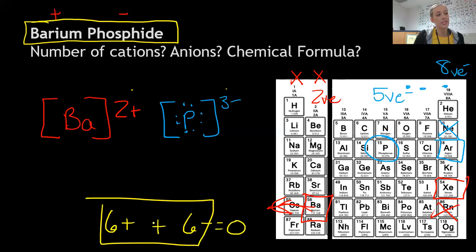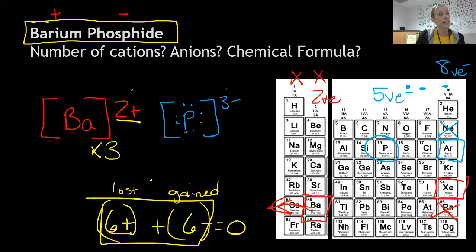So all that addition, or this math problem, is showing us is that 6 electrons were lost, 6 electrons were gained. So there are no electrons left over. That's what this math means physically. So for barium, if we have 2+ and we need 6+, that means we need 3 bariums. And if we have 3- and we need 6-, that means we need 2 phosphorus. So the chemical formula would be Ba3P2.